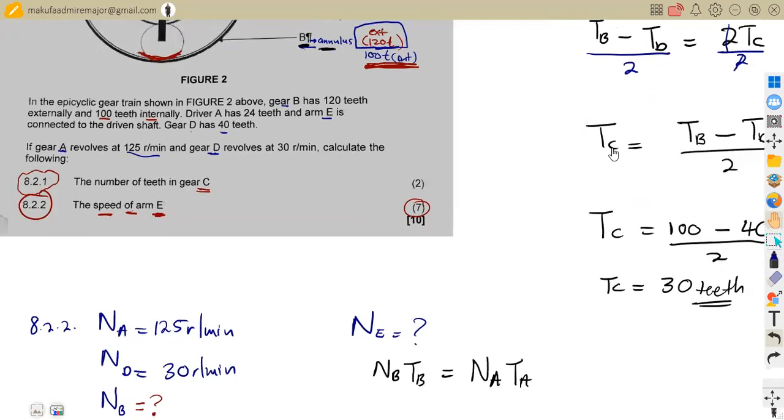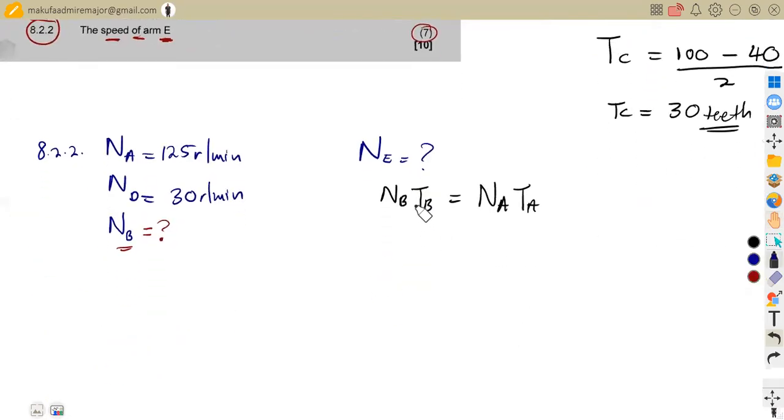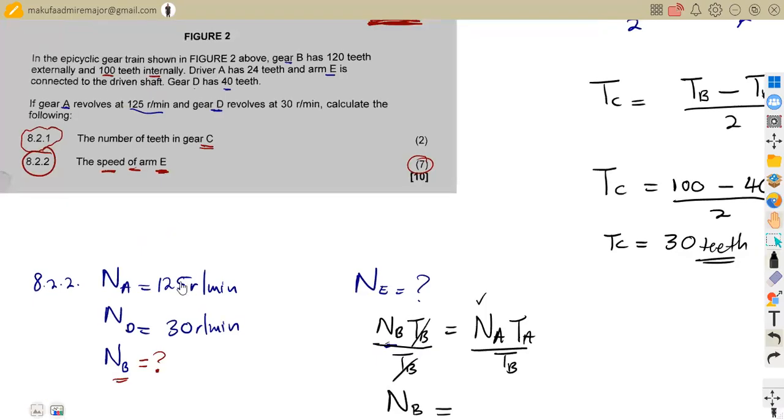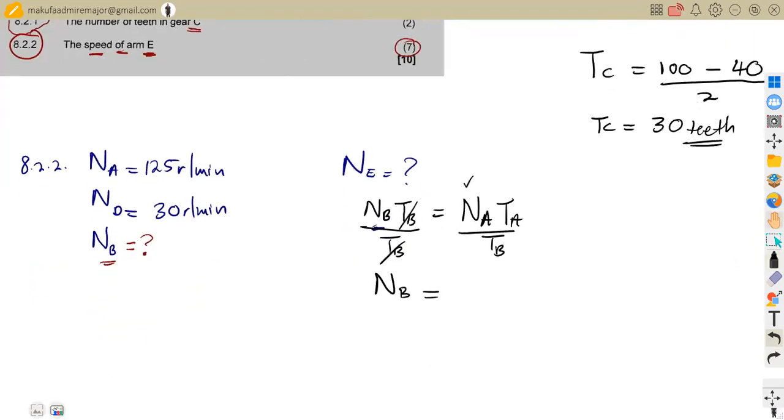So remember, I want the speed on B. So you can make this the subject. You can divide by TB on both sides, so this is going to cancel. That means the speed on B is going to be the speed on A, whereby the speed on A we have here, we wrote it 125. So it's going to be 125 times the number of teeth on A.